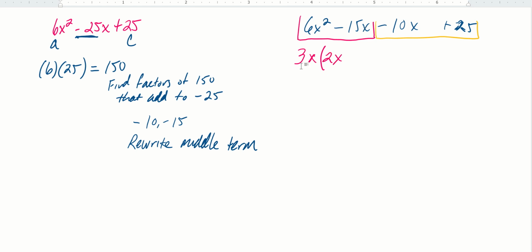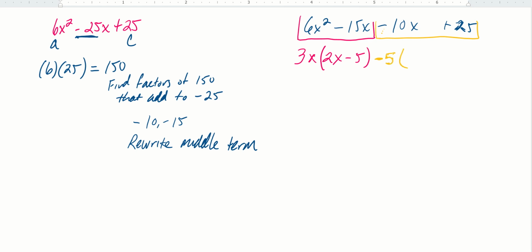Negative 15x divided by 3 is negative 5. Okay, over here, always bring down the sign. So if there's a minus, I'm just going to bring down the minus. And then the term that negative 10 and 25 have in common is 5.